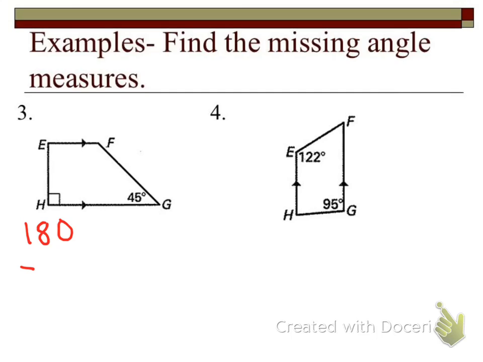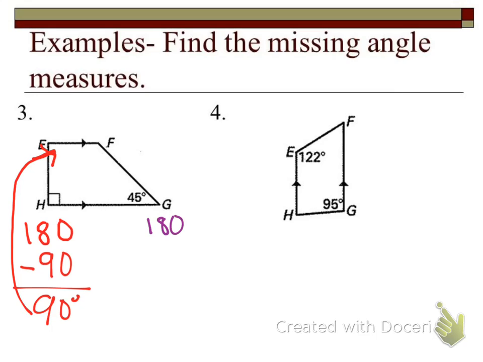What's angle H? 90. So that gives me 90 for E. Okay, I need to do the same thing to find F, except now I'm subtracting what from 180? 45, very good. Which is 135.